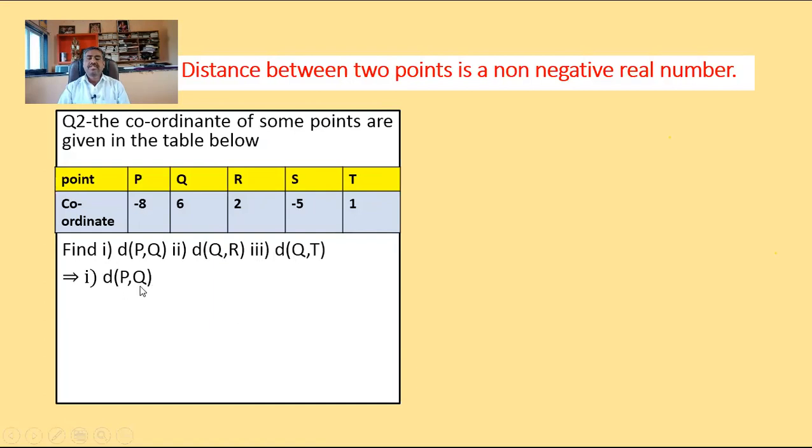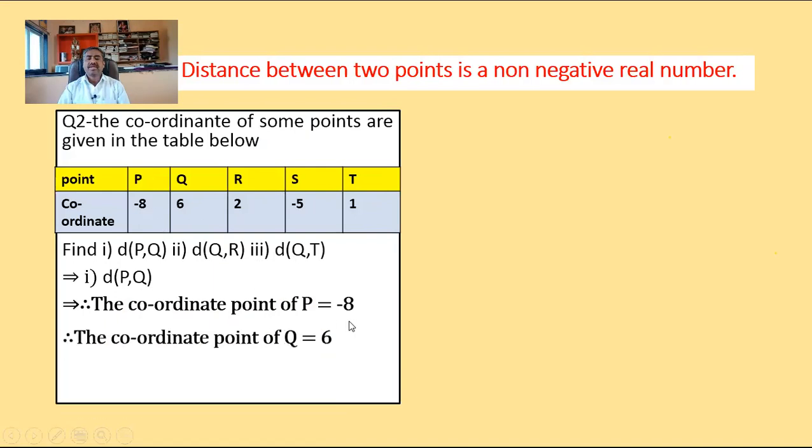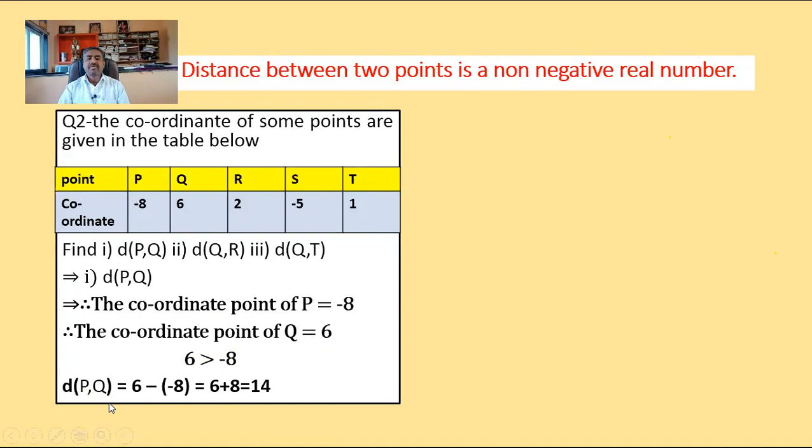First, to find distance between 2 points P and Q, the coordinate of point P is -8 and the coordinate of point Q is 6. 6 is greater than -8. Therefore, distance PQ is equal to 6 minus (-8), minus minus is plus, 6 plus 8 is equal to 14. Distance PQ is equal to 14 units.